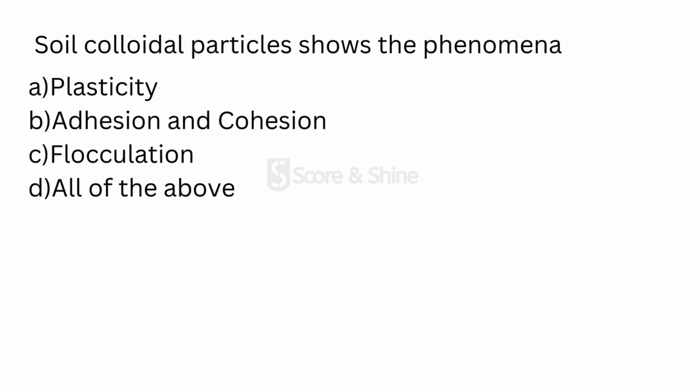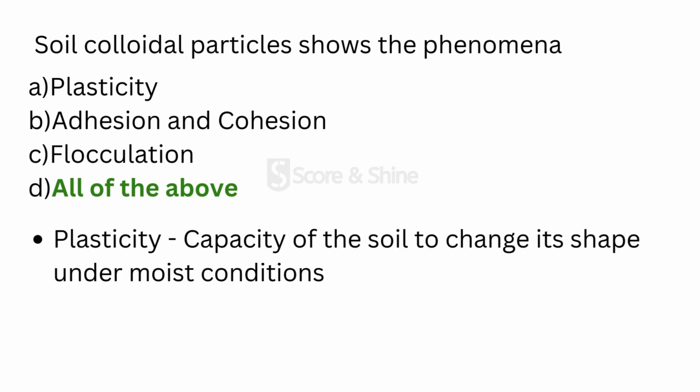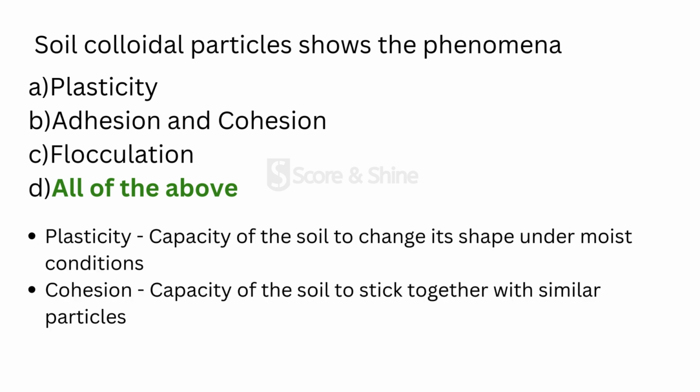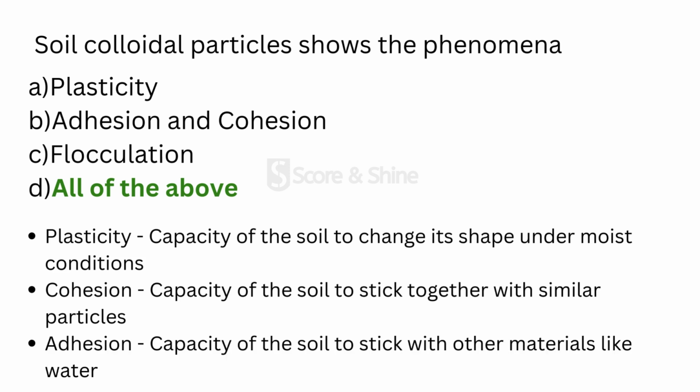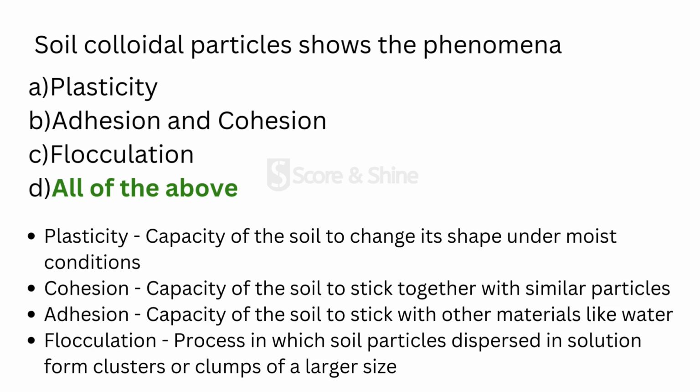And next, soil colloidal particles show the phenomena? And here the answer is all the above. So soil colloidal particles show plasticity, adhesion and cohesion, and flocculation. So here plasticity is the capacity of the soil to change its shape under moist conditions and cohesion is the capacity of the soil to stick together with similar particles and adhesion is the capacity of the soil to stick with other materials like water. So flocculation is a process in which soil particles dispersed in solution form clusters or clumps of a larger size.